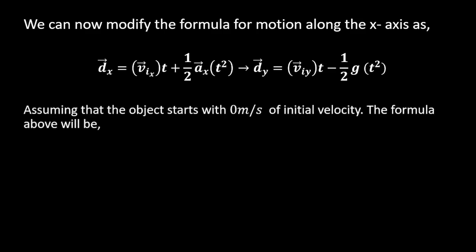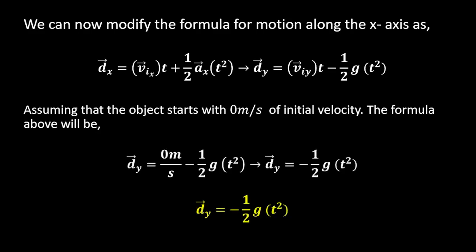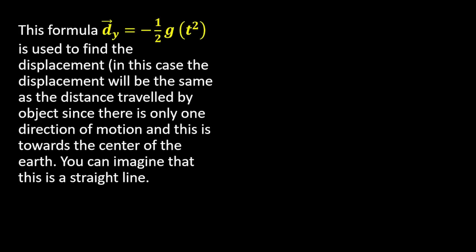Assuming that the object starts with an initial velocity of 0 meters per second, the formula above will be d sub y is equal to negative 1/2 g t squared. This is the formula for finding the directed distance along the y-axis if the initial velocity is equal to 0. This formula is used to find the displacement.